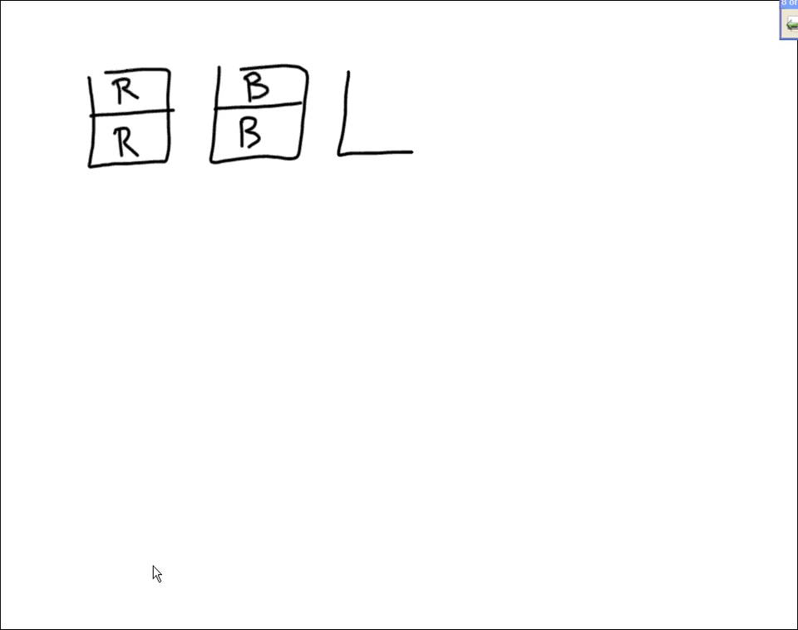One of them, the front is red, and the back is red. And the second card, the front is black, and the back is black. On the third card, one side is red, the other side is black. The first card, both sides are red. The second card, both sides are black. The third card, one is red, one is black.